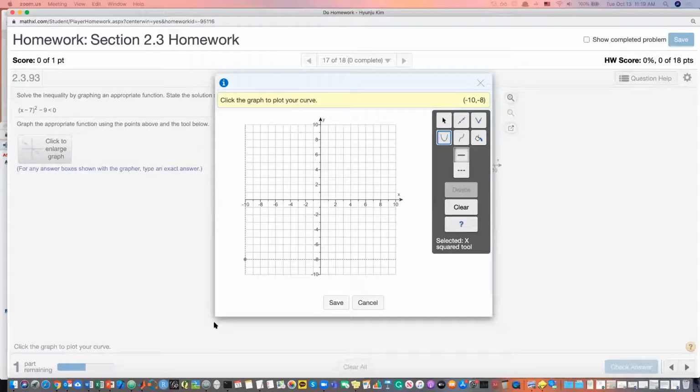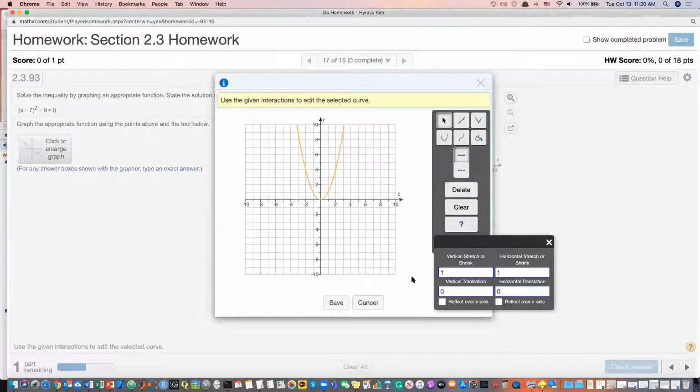Let's see. All right. So 7, 9. So we got 7 and, I'm sorry, 7, negative 9. 7, negative 9 right here. And then vertical stretching, horizontal stretching, we didn't apply there, right? The vertical translation is what? Negative 9, right? Negative 9. And then the horizontal translation is what? Actually 7, right? 7.